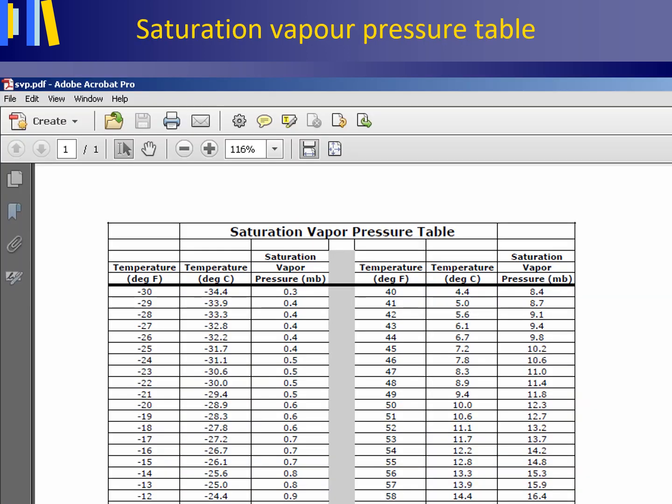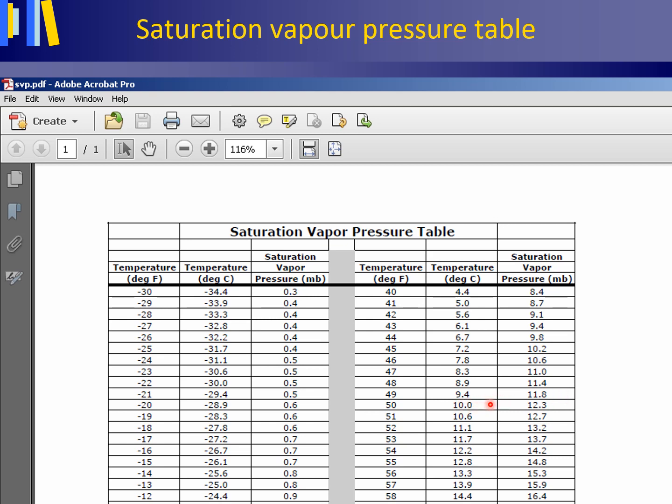This picture shows us part of a saturation vapor pressure table, or Clausius-Clapeyron relation. The full table is given on Blackboard, and you will need that table in order to be able to make one of the Chapter 2 additional exercises. In this vertical column we have the temperature in degrees Celsius, and in this vertical column we have the saturation vapor pressure in hectopascal at these temperatures.